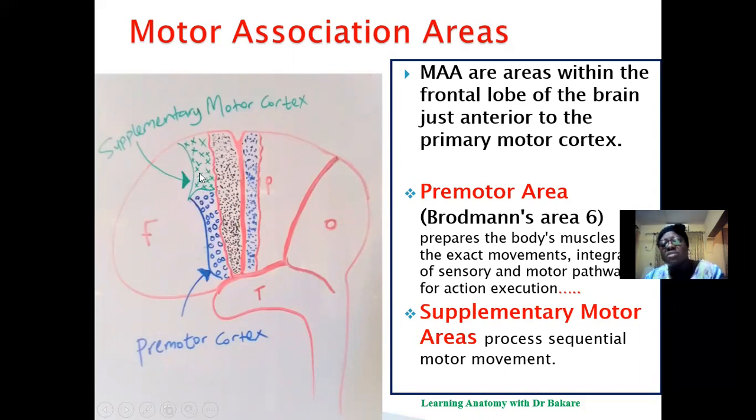We now have other subregions located anterior to it that are also responsible for functions related to motor action. The supplementary motor area helps to process sequential motor movement. A good illustration is when we are playing a guitar and there's a rhythmic pattern of movement, and this is where the supplementary motor cortex comes into play. They help to control the execution of these motor activities when playing a guitar or other musical instrument. Then the premotor area, located a bit lower to the supplementary motor area, is responsible for the execution of this motor action. Some have also said that they help to integrate information from the sensory cortex and the motor cortex.